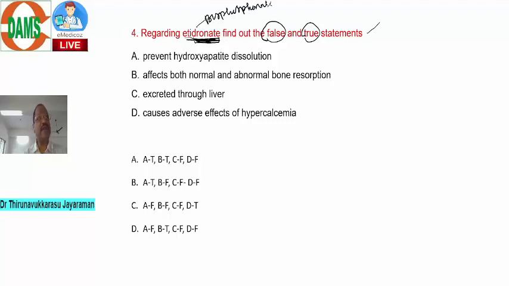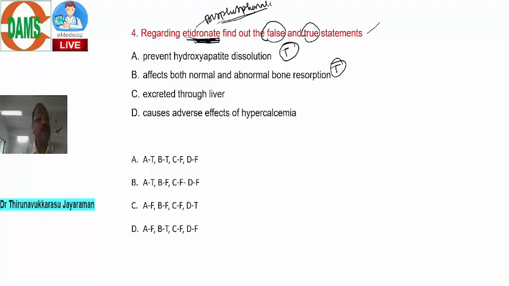All the bisphosphonates have the property of preventing hydroxyapatite dissolution, a true statement. And bisphosphonates affect both normal and abnormal bone resorption. Yeah, very important question. One of the special actions of bisphosphonates is inhibiting osteoclastic action, thereby preventing bone resorption. Thus, it is a wonderful first line drug choice for preventing osteoporosis. So, this is also a true statement.